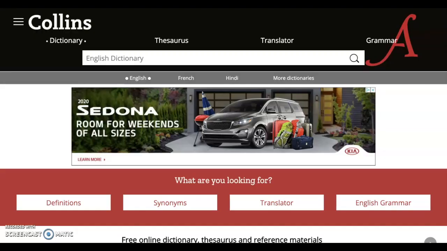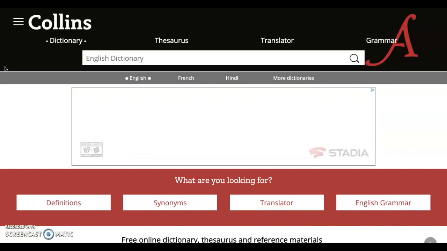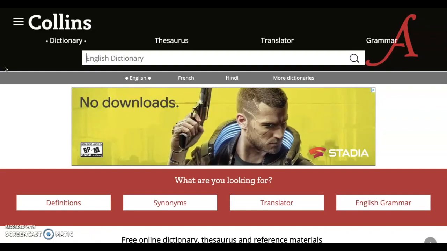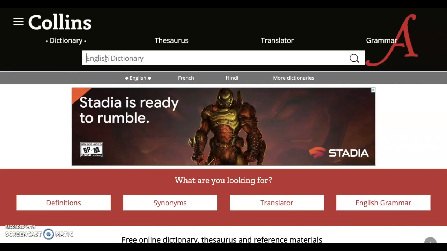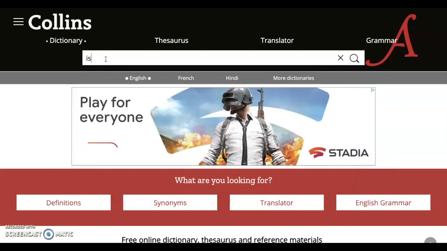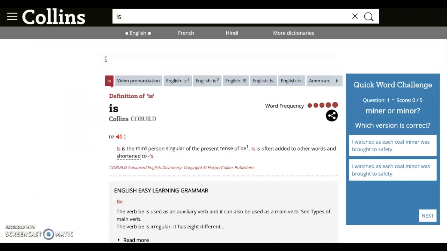Number 3 on my list is the Collins Dictionary. This is a free online dictionary with a number of amazing features that I'd like to describe here. First of all, this dictionary offers information on word frequency that is very clear. What do I mean by this? Well, let's take a look. I'm going to look up the word is, the verb is.